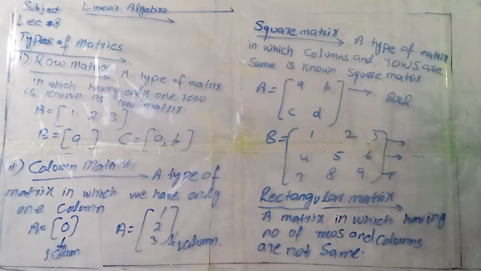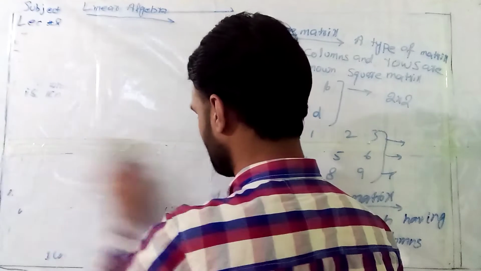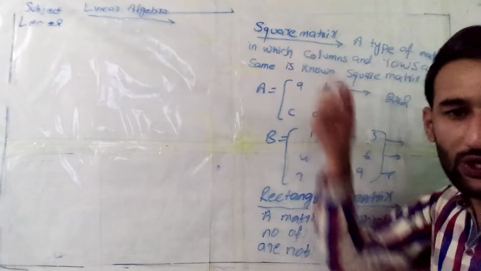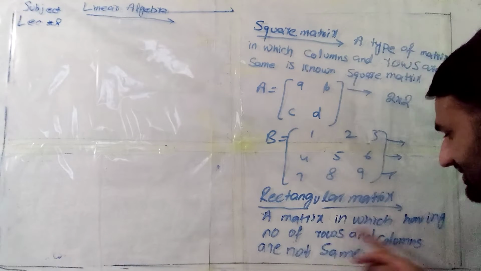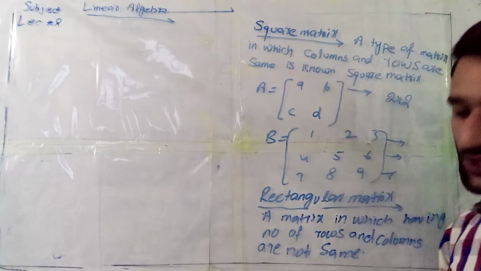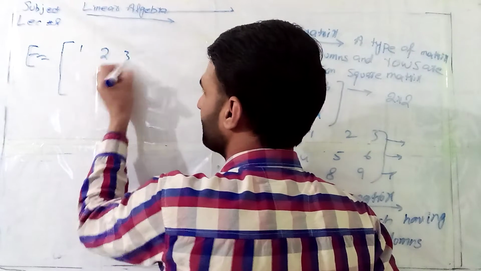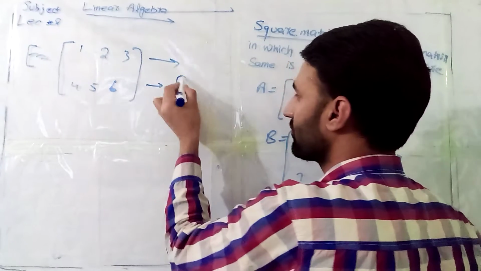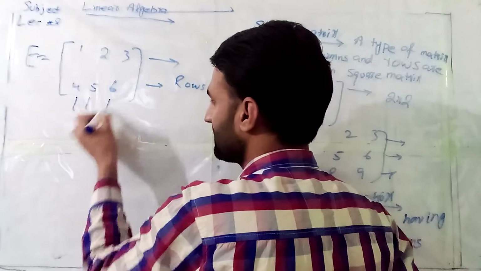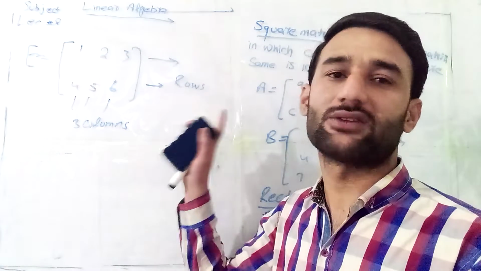I'm going to give an example. The first is the square matrix, in which the number of columns and rows are the same. The rectangular matrix is that matrix in which rows and columns are not the same. You can choose any arbitrary example. Let's suppose I have a matrix E like this: 1, 2, 3, 4, 5, 6. You can notice that I have two rows but three columns. So this is not a square matrix, this is a rectangular matrix.